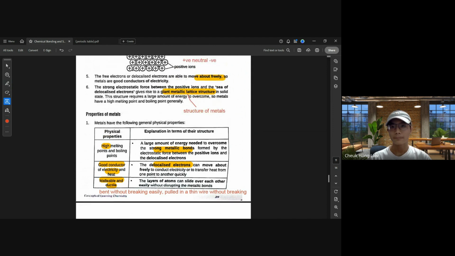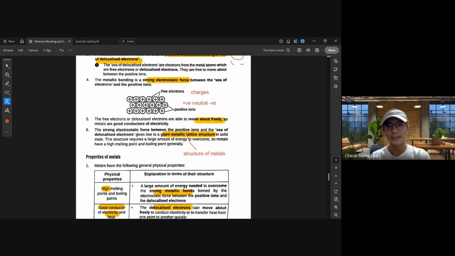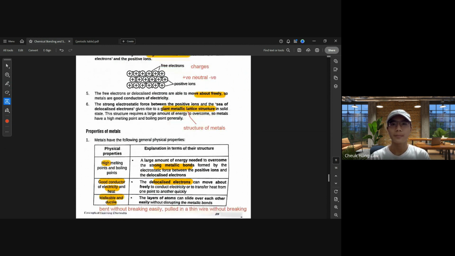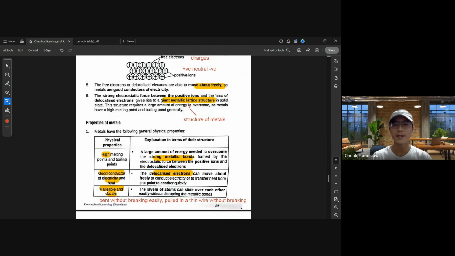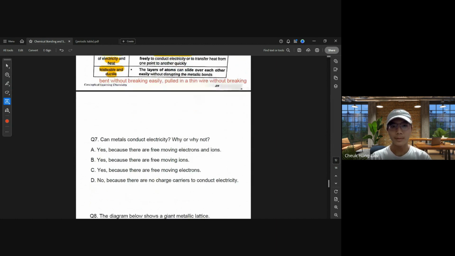Okay, why do the metallic bonds not get disrupted? Because the metallic bonds are between the positive ions and the free electrons. It's not between the atoms. So I hope this is clear. The metallic bonds are between positive ions and free electrons. So no matter how much the atoms slide past each other, the metallic bonds will not be disrupted. Those free electrons are always there.